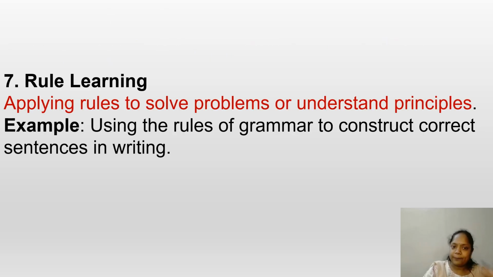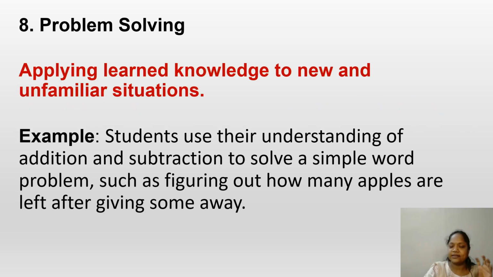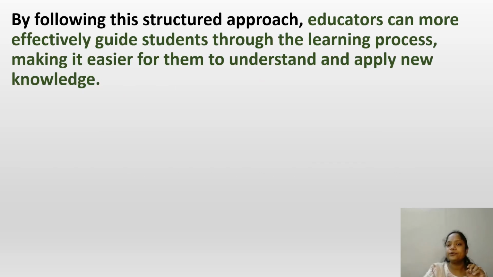Next, rule learning. Applying rules to solve problems or understand principles, using the rules of grammar to construct correct sentences in writing. Next, problem solving, applying learned knowledge to new and unfamiliar situations. Very important. Students use their understanding of addition and subtraction to solve a similar word problem, such as figuring out how many apples there are. So those learnings will happen there. Our teaching should be in that process. It should follow each step, from first signal to problem solving, so that learning will happen systematically and properly for the child. By following the structured approach, educators can more effectively guide students through the learning process, making it easier for them to understand and apply new knowledge.